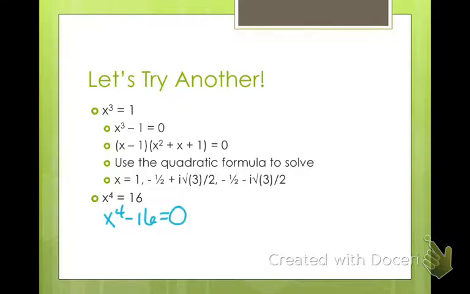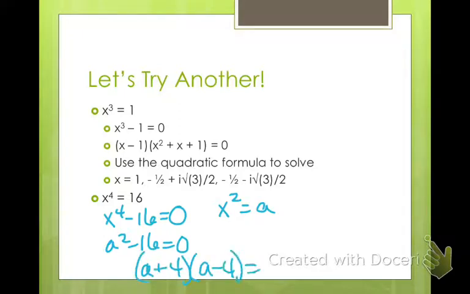I'm going to rewrite x squared as a. So I get a squared minus 16 equals 0. So I have a plus 4 times a minus 4 equals 0 using my difference of squares. And then I'm going to reset each one again.